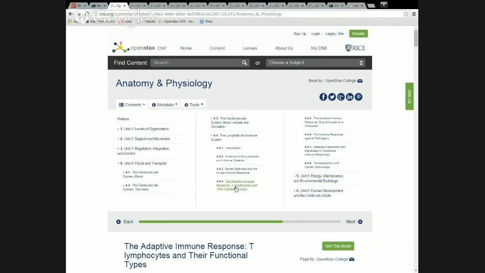Again, to track where we are with the material in the chapter, this is the stuff we just did on the innate immunity. Then we're getting into adaptive immunity, and it starts by talking about T cells specifically, and then goes into B cells.